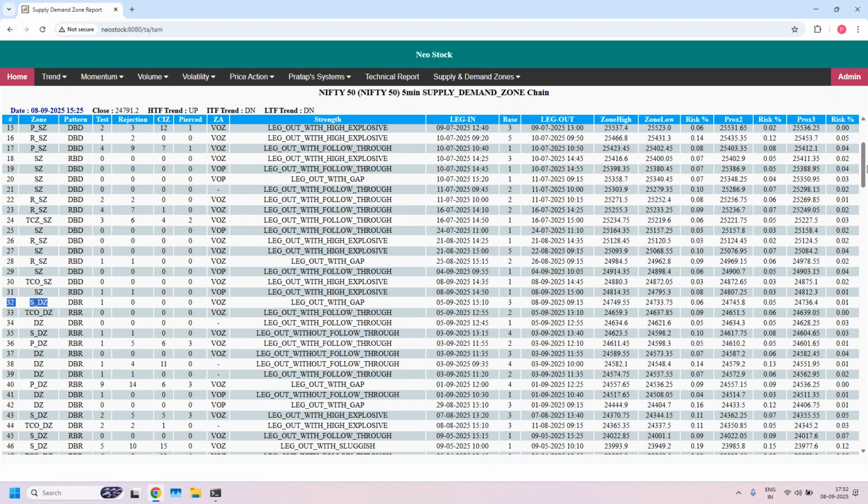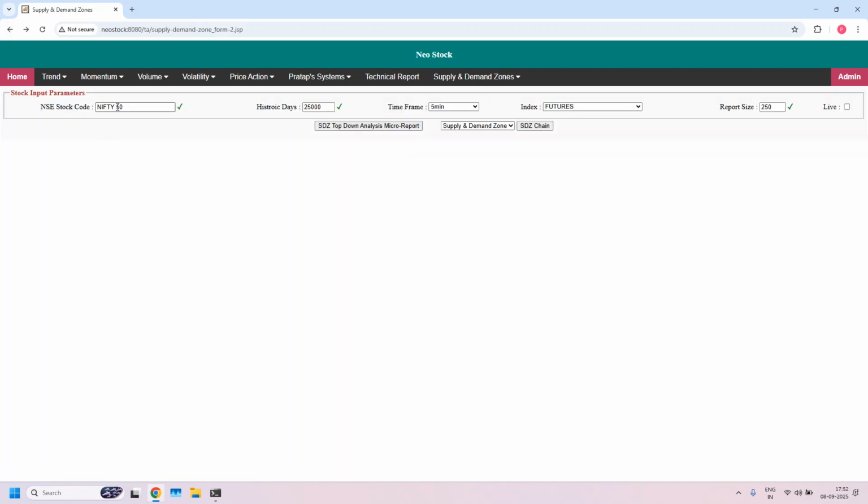Next, I will generate BANKNIFTY supply demand zone chain report. I am going back, changing the name to NIFTY Bank. That is nothing but BANKNIFTY. So generating monthly supply demand zone chain for BANKNIFTY.